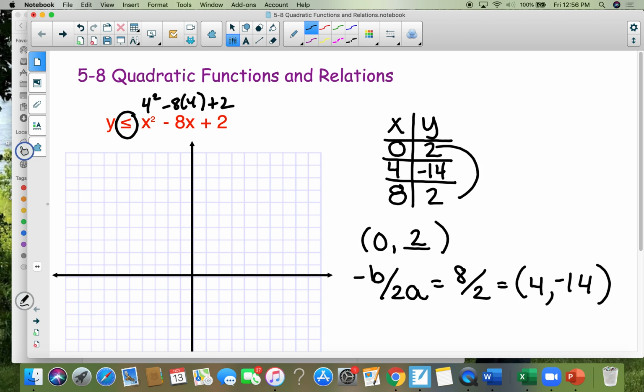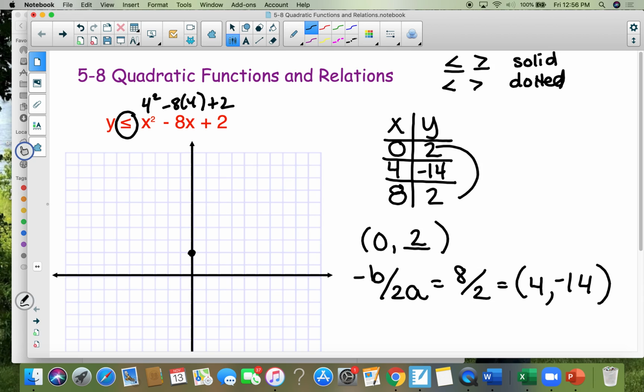But now comes the review. If it's less than or equal to or greater than or equal to, it needs to be a solid line. If it's just a less than or greater than, it's a dotted line. And since there's a line underneath that, it's going to be a solid parabola.